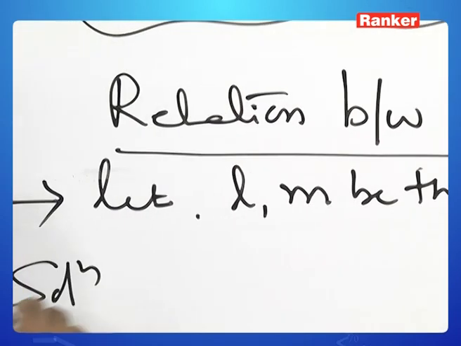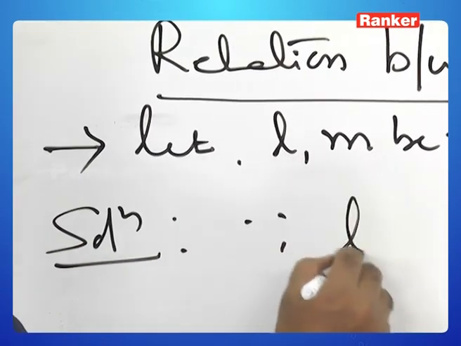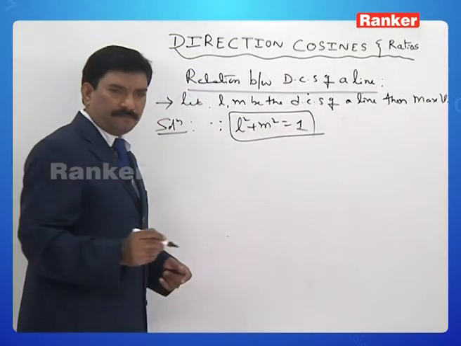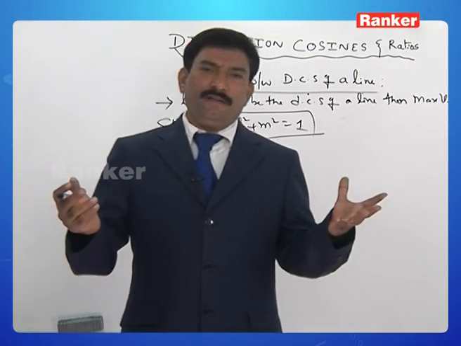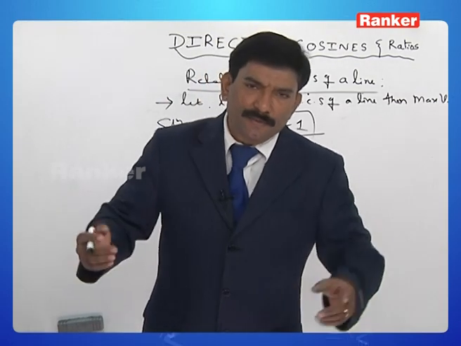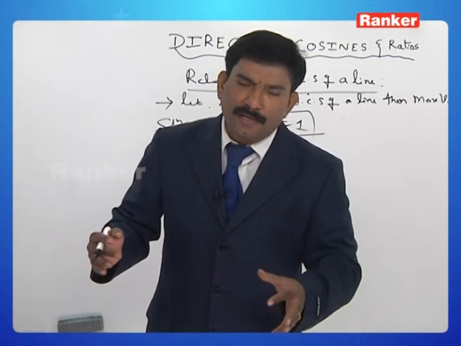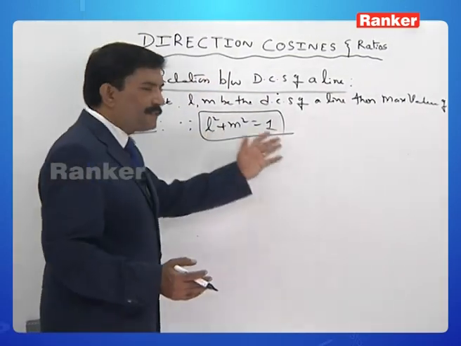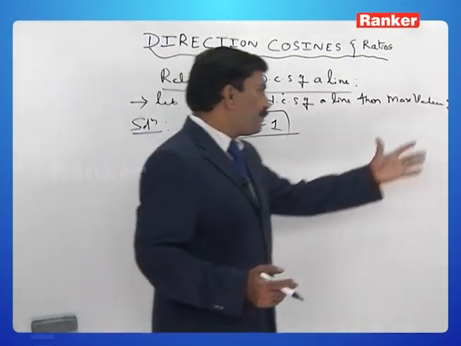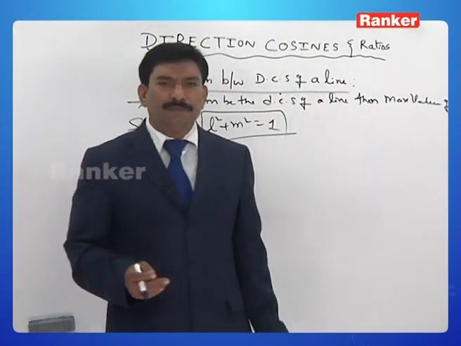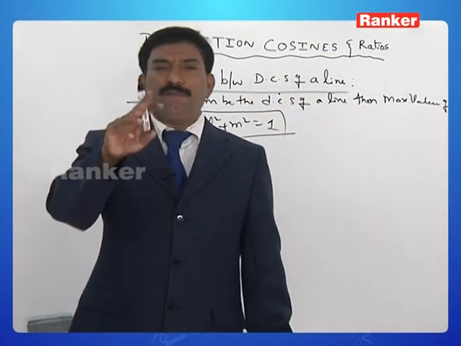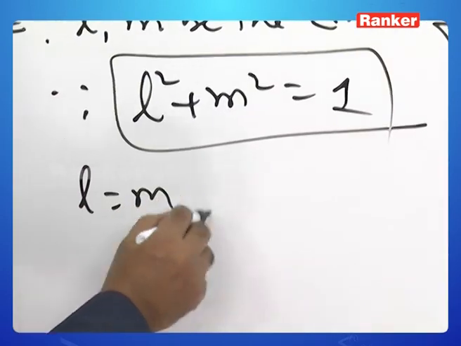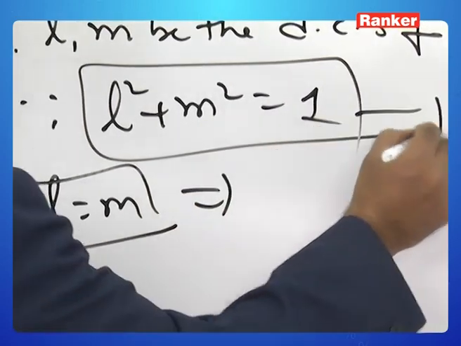The result of this one is, since L square plus M square is equal to 1. Why? For three-dimensional, L square plus M square plus N square is equal to 1. We have proved this as a relation between the DCs of a line. Here also, L square plus M square is equal to 1. If this product is to be maximum, L and M must be equal. L is equal to M.